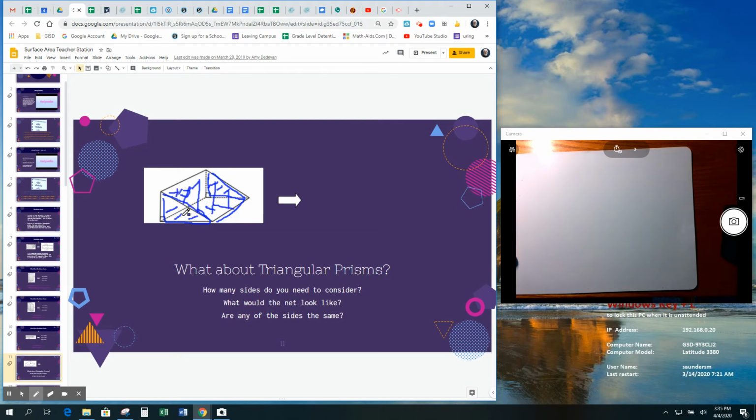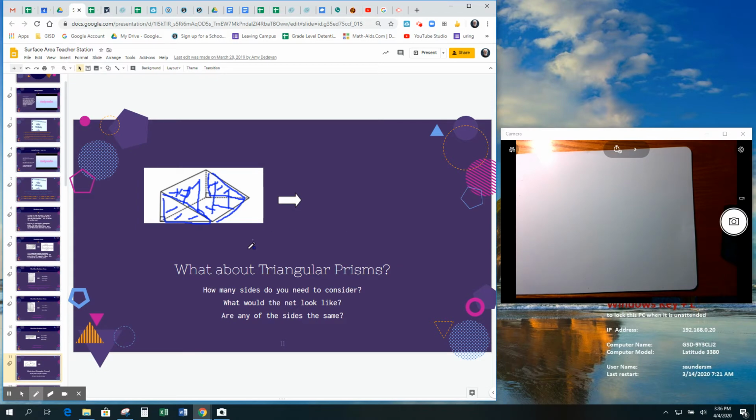Okay, so we have two bases. Those are triangles, so there's two. And then we have three other faces: the back, the face that's laying flat on the table here, and then the sloped face. Okay, so three other faces. All right, so that's 1, 2, 3, 4, 5 faces. How many sides do you need to consider? 5. What would the net look like?